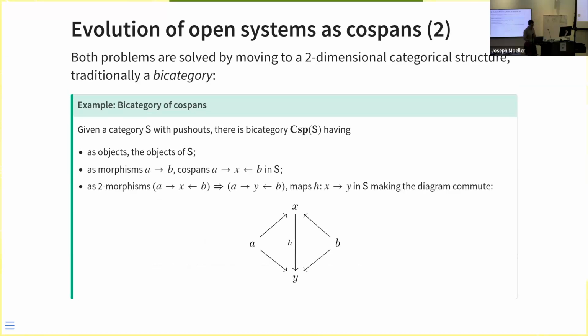Okay, so the most traditional way that you would solve this sort of problem is to move up a dimension, to move to a two-dimensional categorical structure for which the default notion is a bicategory. So the model or prototype of this situation, as far as open systems is concerned, is the bicategory of cospans, where again you have objects and cospans as the objects and morphisms of this bicategory, but now you have as two-cells maps between the apexes of two cospans that have the same feet, such that the triangles that you would expect commute.